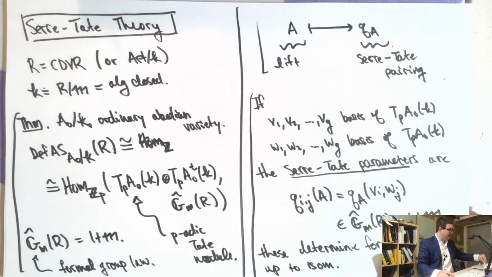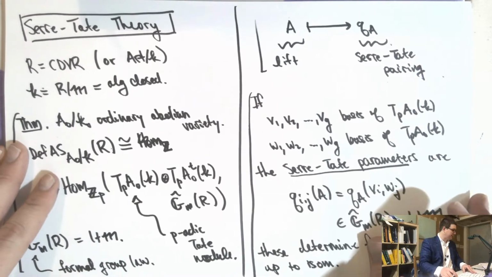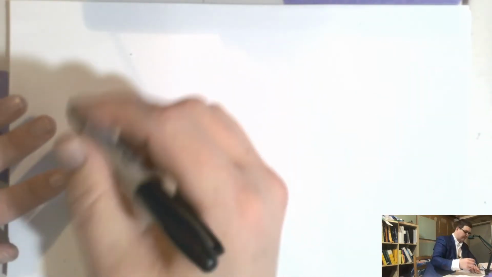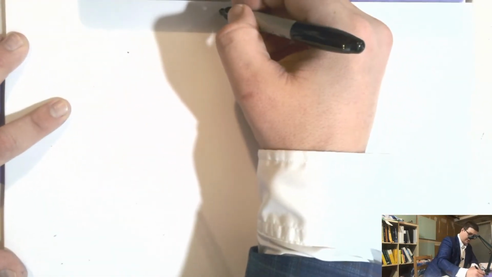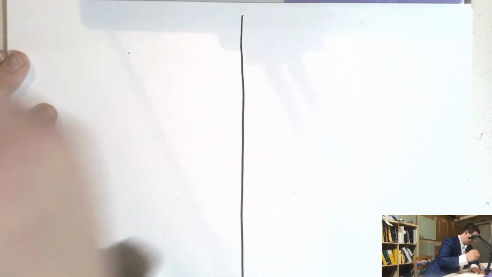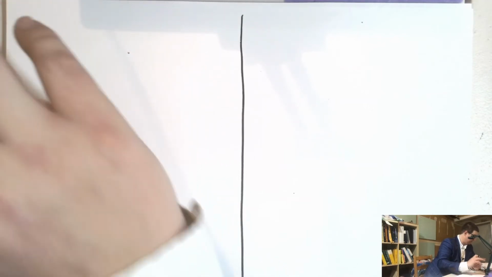Just as an aside, okay, so let me say that. Okay, so let's do this. Okay, so definition, now canonical and quasi-canonical lifts. So definition.